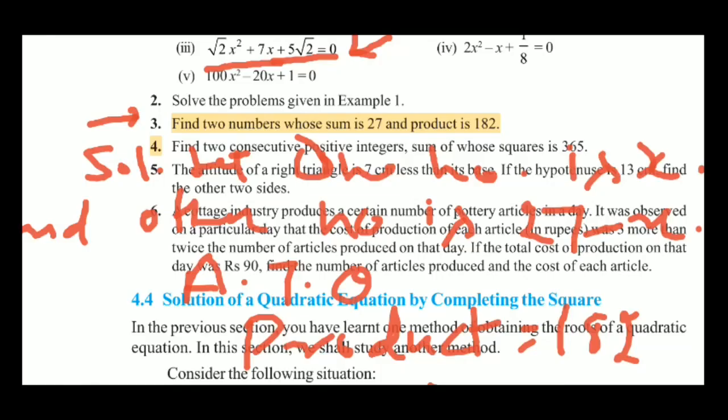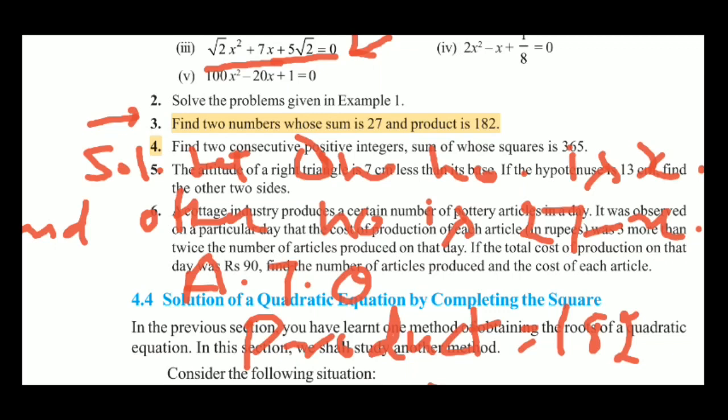After solving the third part of the first question, now I am going to start question number three. Now the questions are given in the form of a statement, and we will convert that statement into algebraic form, and then we will solve them by the factorization method. See the statement of question number three. Find two numbers whose sum is 27 and product is 182. The sum of two numbers is 27 and their product is 182.